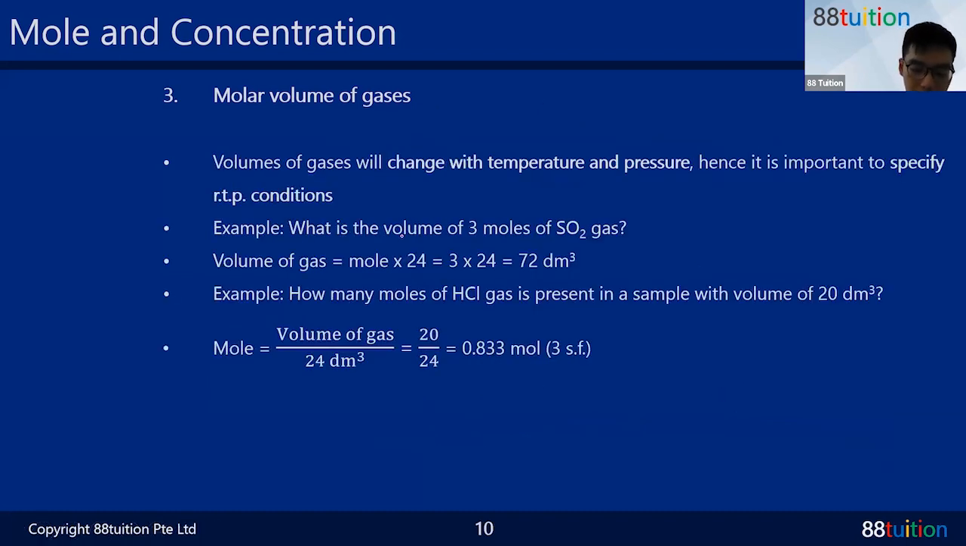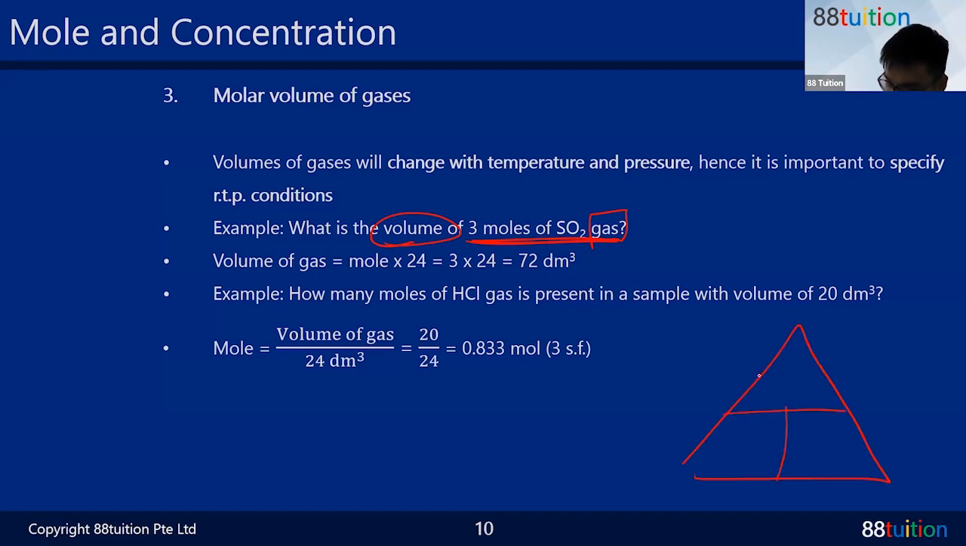So, an example here: what is the volume occupied when you have 3 moles of sulfur dioxide gas? You know that this is a gas, so you must think of the molar volume of gases, that triangle. I draw it here at the bottom: volume, 24, and mole. I want to find the volume, so I must take mole times 24, since this is a gas.